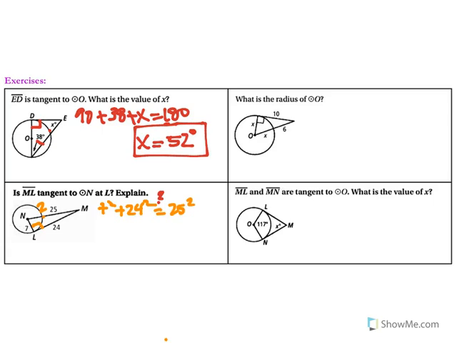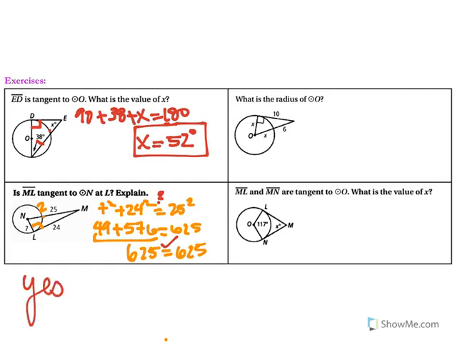If they're both the same, then we'll say yes, it's tangent, but we have to check it first. 7 squared is 49, 24 squared is 576, 25 squared is 625. 49 plus 576 is 625. 625 equals 625. That's good. So is this tangent? Yes. ML is tangent to circle N. All right, next, what is the radius of circle O?